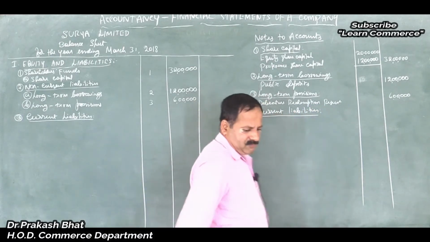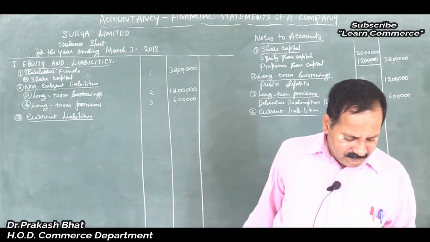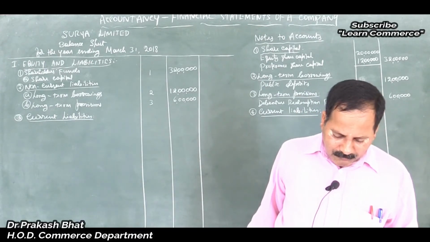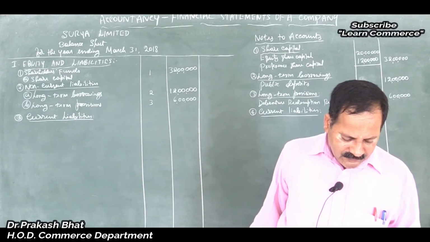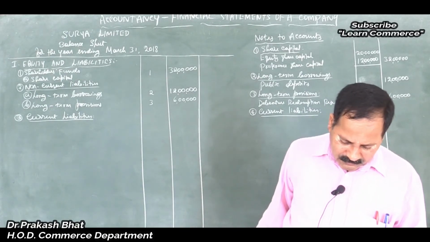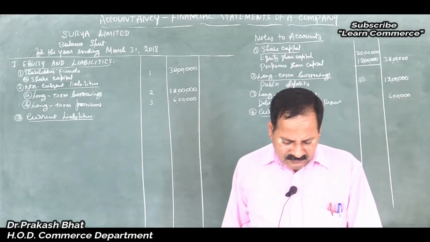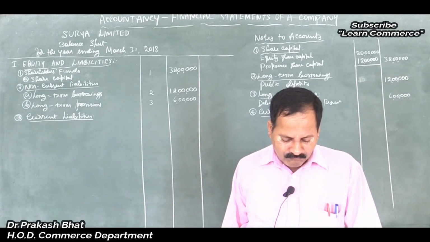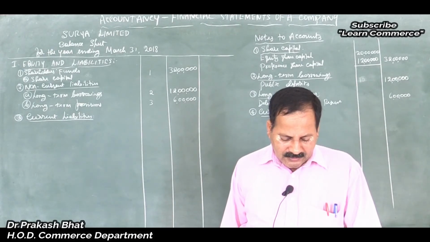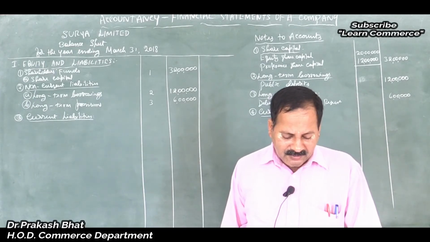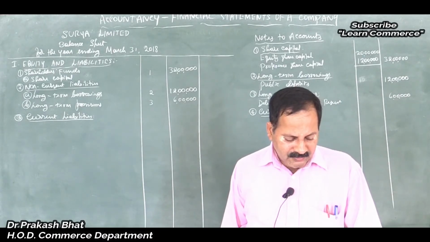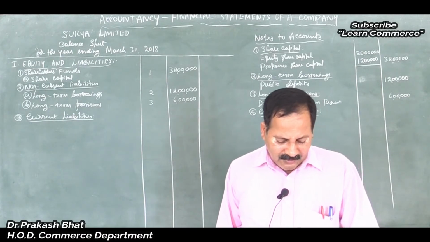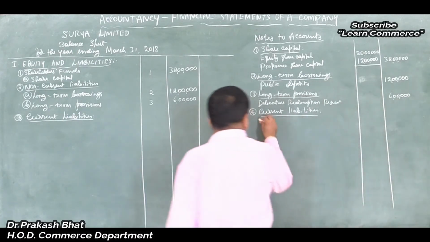Under that, what are the current liabilities here? Short-term borrowings are there, isn't it? Then short-term borrowings means that is a short-term loan from Z Limited, right? Then one more is proposed dividend, current liability. Outstanding expenses, current liability, right? Proposed dividend comes under current liability, and outstanding expenses.